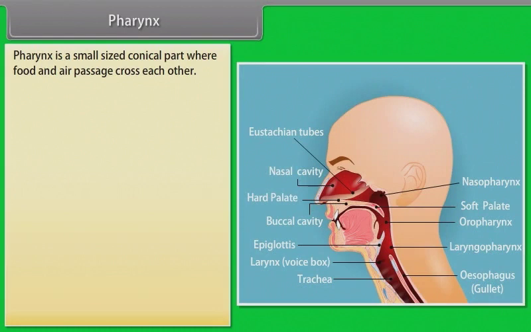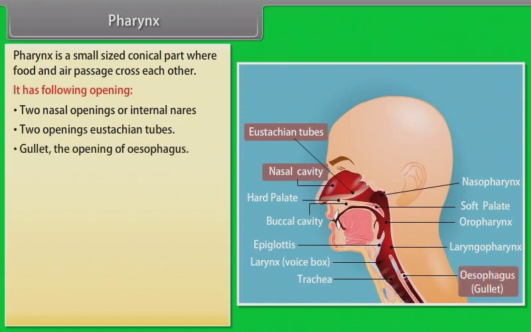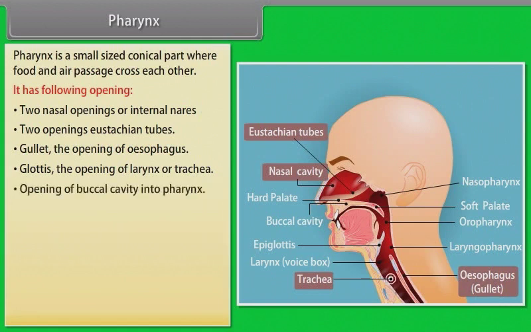Pharynx. Pharynx is a small-sized conical part where the food and air passages cross each other. It has the following openings: two nasal openings or internal nares, two openings of Eustachian tubes, the gullet, the opening of the esophagus, the glottis, the opening of the larynx or trachea, and the opening of the buccal cavity into the pharynx.